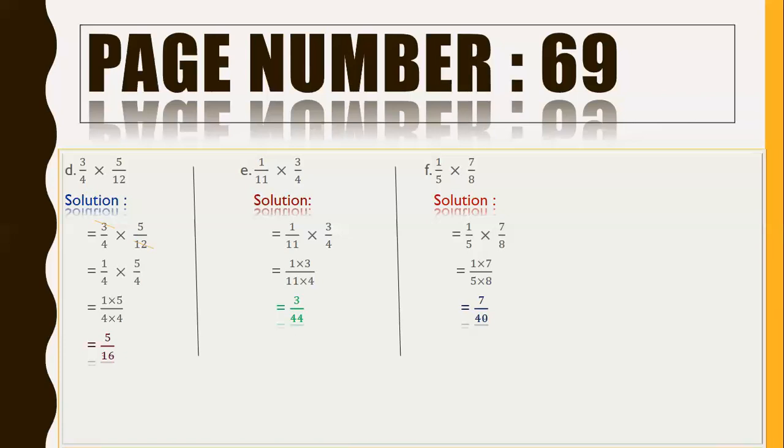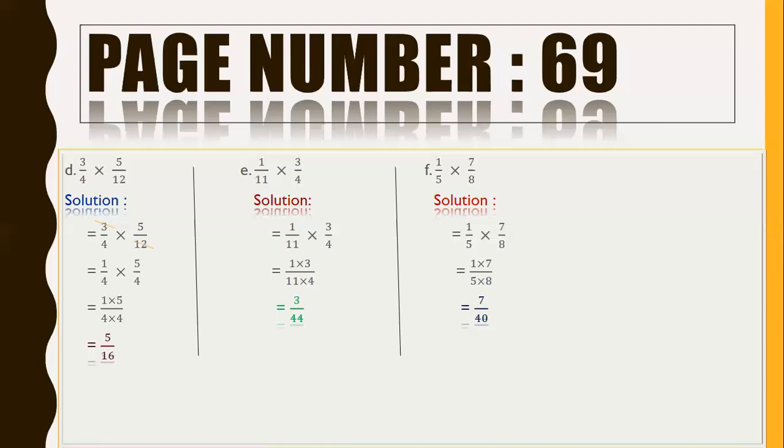In part F, 1 over 5 multiplies 7 over 8. Again, we see that we cannot cancel any number with each other. And also remember, students, when you cancel the terms, one term must be in the numerator and the other in the denominator. You cannot cancel the same numerators or the same denominators. We can cancel crosswise, numerator with denominator.